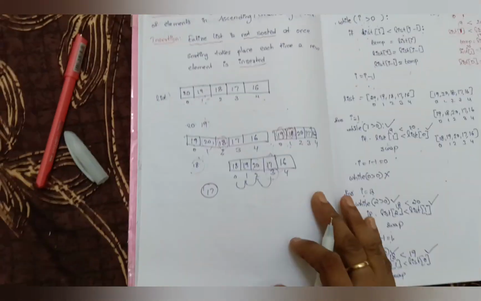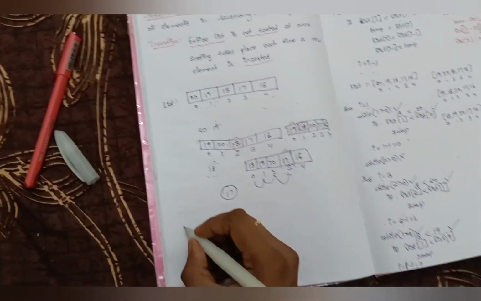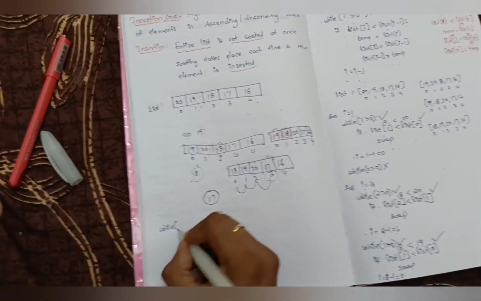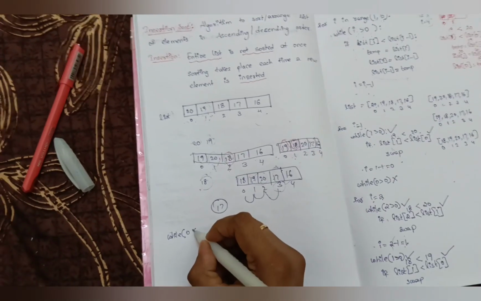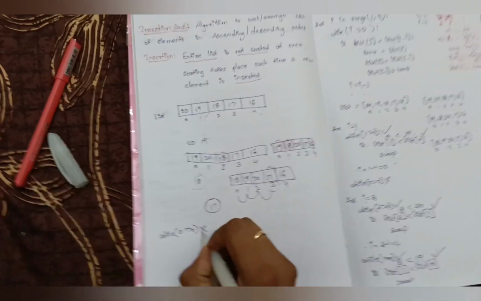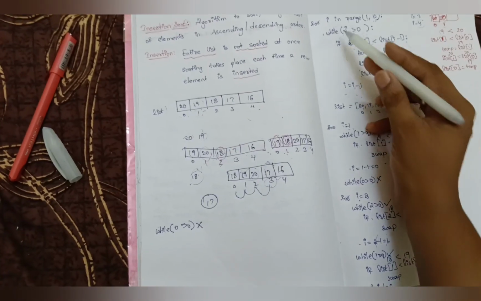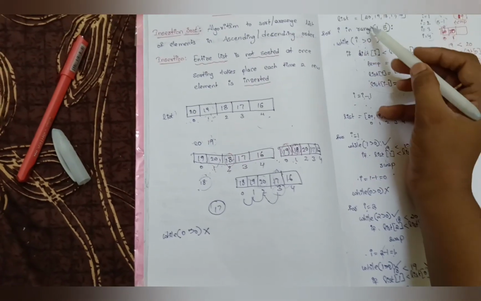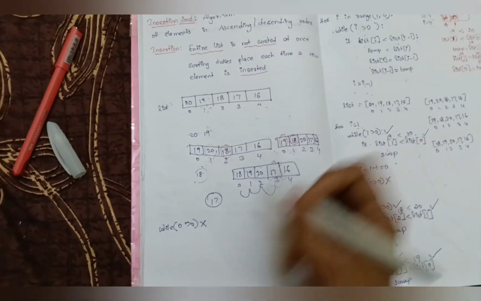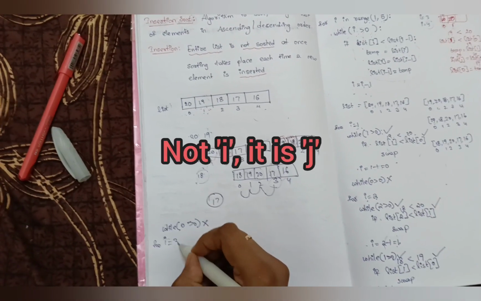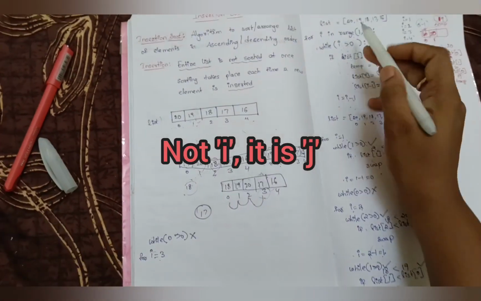Shall I write it here? While I, now the I value becomes 0. 0 greater than 0? No. If the condition fails, we won't enter this while loop. We'll get out of this while loop and go to the for loop. Now the for loop will have I as 3.